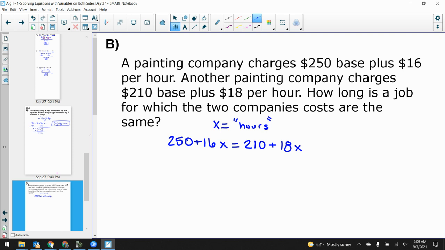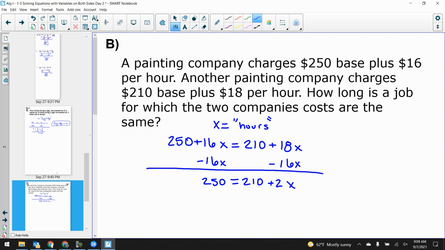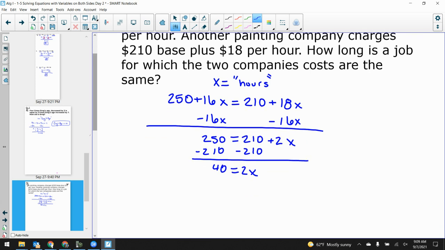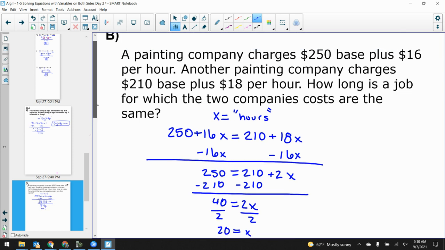All right, now which one is my little guy? The 16x. Let's subtract 16x from both sides. So we take 250 is equal to 210 plus 2x. We subtract the 210 from both sides, and we get 40 is equal to 2x. We divide by 2, and x equals 20. All right, so let's put it back into context.